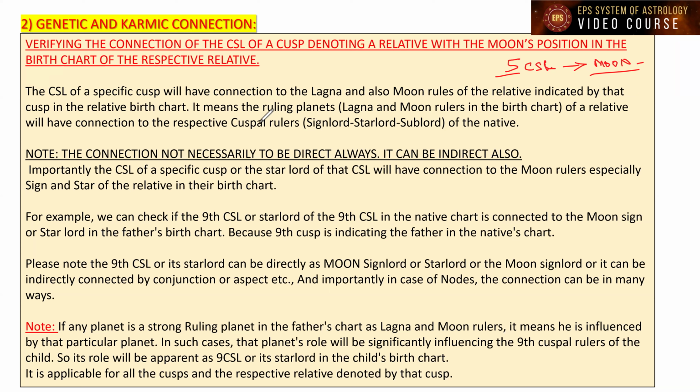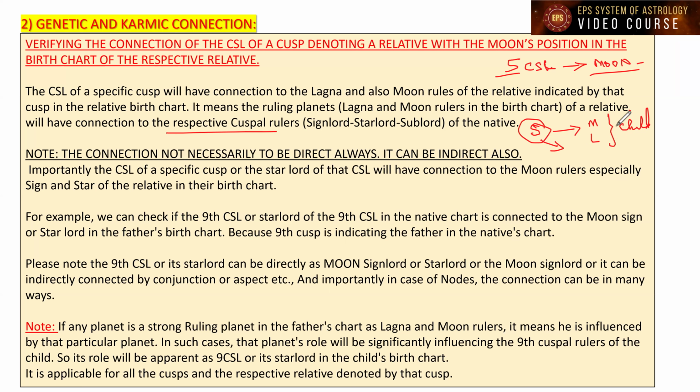Because the ruling planets, that is the Lagna and moon rulers in the birth chart of your relative, will have connection to the respective cuspal ruler. The fifth cuspal ruler will have connection to the moon and Lagna of the child. That is the logic, right? But we are taking the fifth cuspal sublord alone to see whether it is connected, because that is the one which is changing within minutes. Instead of checking all the fifth rulers, they will definitely have connection between the moon ruler and the Lagna ruler.